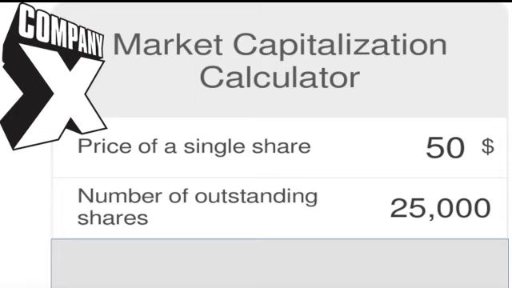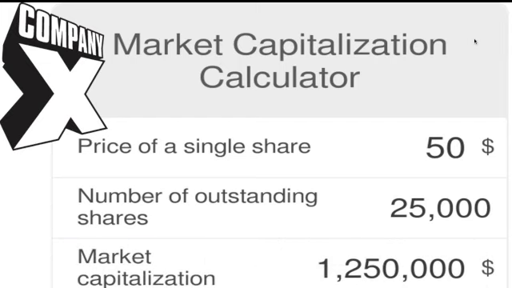Right. So for this example, we're just going to use the market capitalization formula. So remember, it's the price of the share times the number of outstanding shares which have been issued. So currently, the price of a single share is $50 for this company. Let's call this company Company X. So it's just a hypothetical company. And the price being $50, but the number of outstanding shares which have been issued is 25,000. So all we'd simply do is $50 times 25,000, and what we'd get is a market capitalization of 1.25 million US dollars.